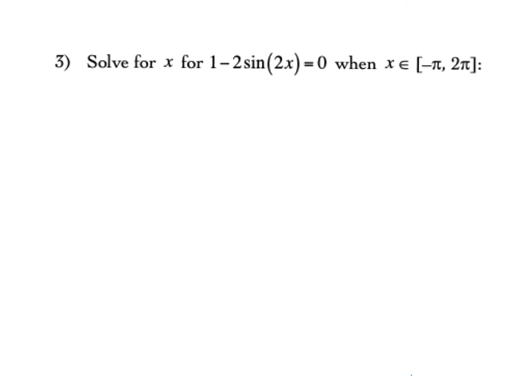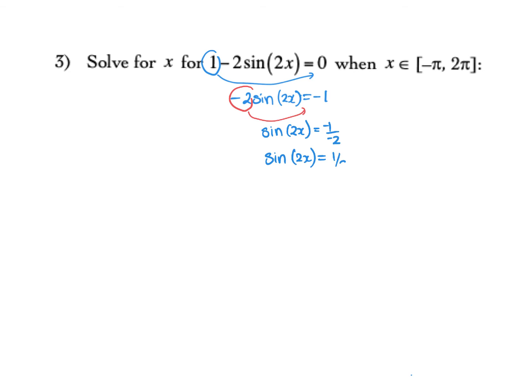Okay, with this one, we're going to rearrange it. So I'm going to move this one over. So I'd have negative 2 sine 2x equals negative 1. And then I would move this negative 2, which is multiplying, over, so it will divide. So I end up with sine 2x equals negative 1 over negative 2. So I get sine 2x equals a half.